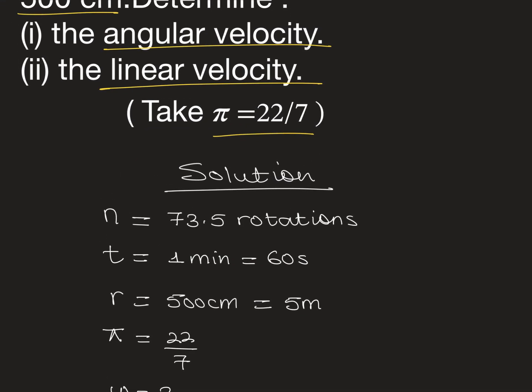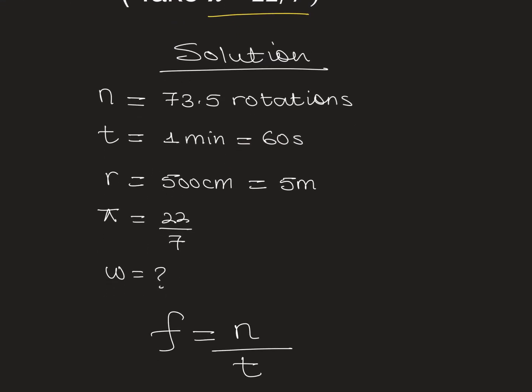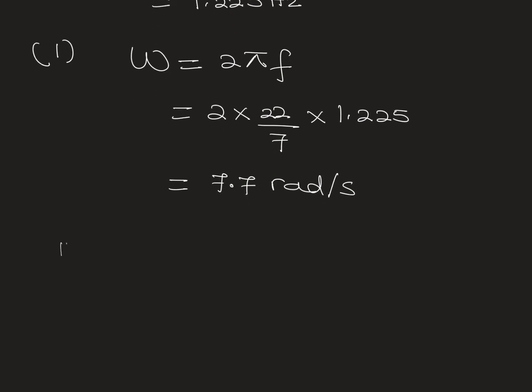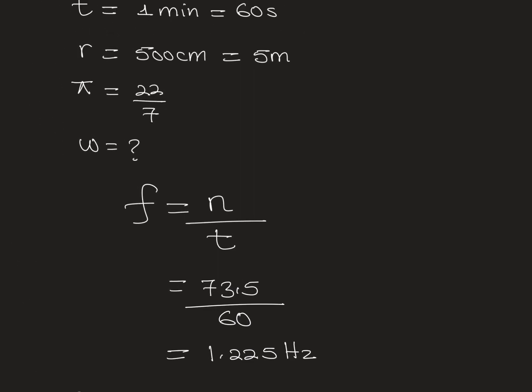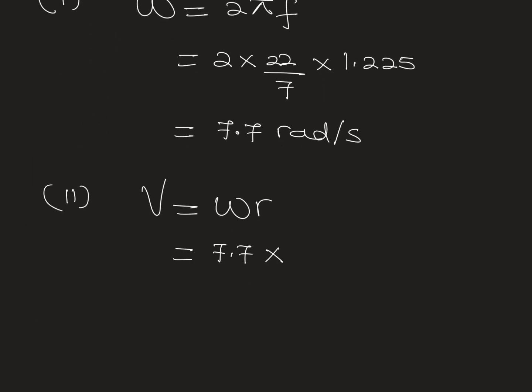Question 2 asks us to find the linear velocity. We know that the linear velocity is equal to the angular velocity multiplied by the radius. So the angular velocity is 7.7 radians per second multiplied by the radius, 5 meters. That will give us 38.5 meters per second.